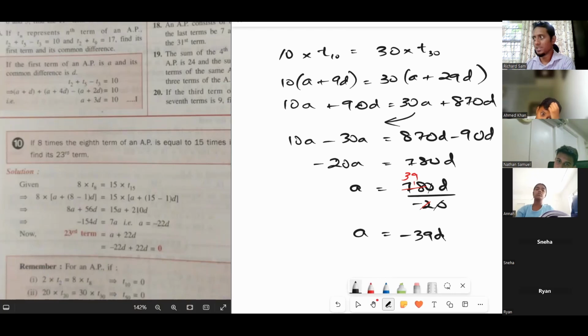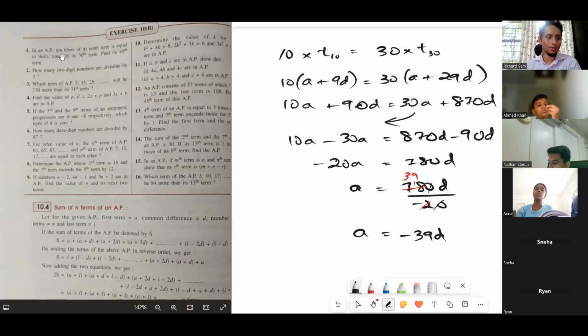Clear? We don't get exactly a value for A, we're getting it in terms of D. Because we have only one equation, no? We can't find A separately, we can't find D separately. So what we get is A is minus 39D. Using this itself, we can find what they've asked. So what is the question?